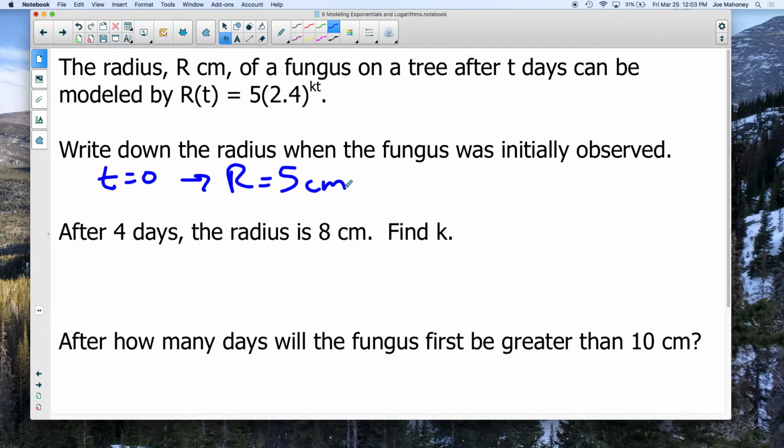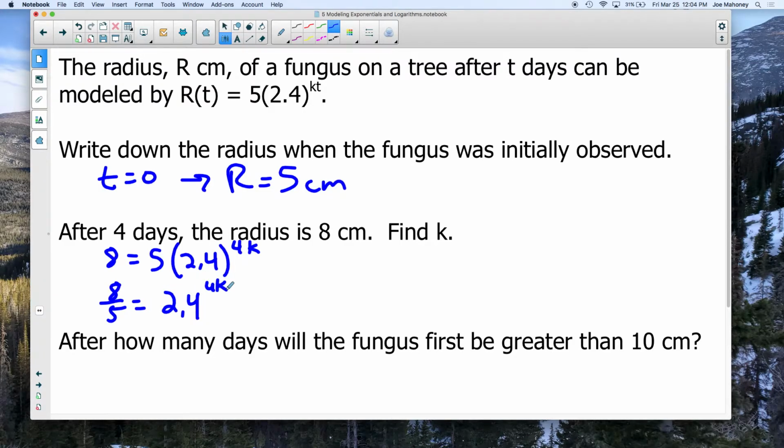And now we're told after 4 days the radius is 8. See if you can take a minute and find the value of k. All right, so what we're doing is we're solving 8 equals 5 times 2.4 to the 4k. There's the equation that we're going to solve. So let's divide by 5 and get 8 over 5 equals 2.4 to the 4k.